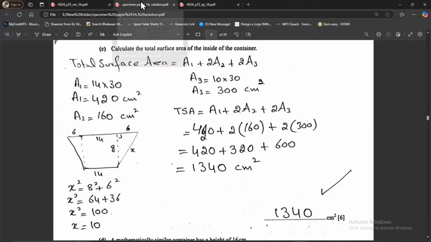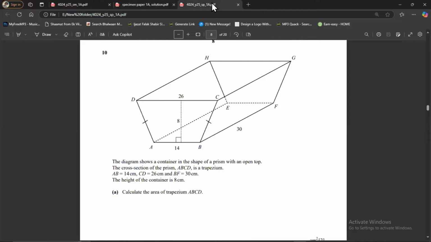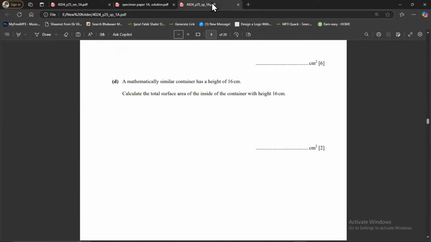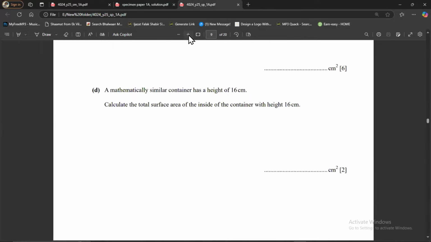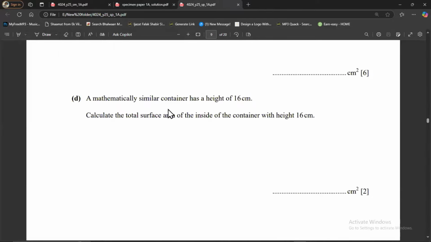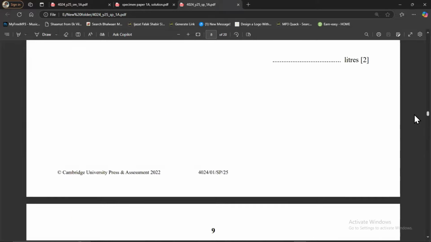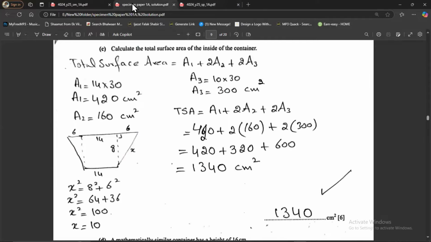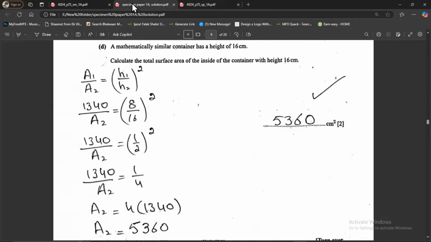You can see it's a tricky question. This part especially is a 6 marks question. Now we are going to the D part. In the D part, they say a mathematically similar container has a height of 16 centimeter. Calculate the total surface area of the inside of the container with the height 16 centimeter. The height of this container is 8. So now they are talking about another container whose height is 16.